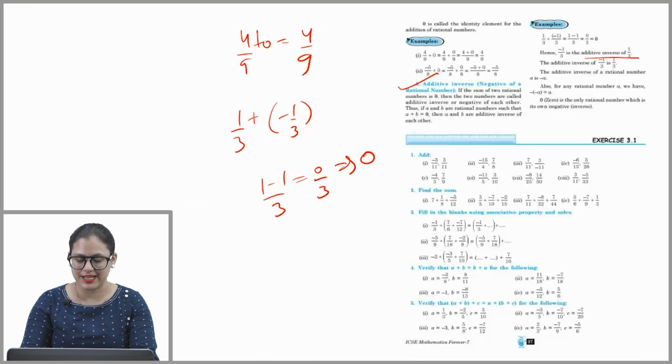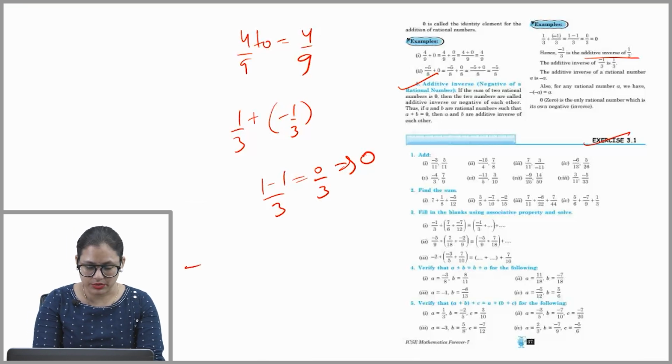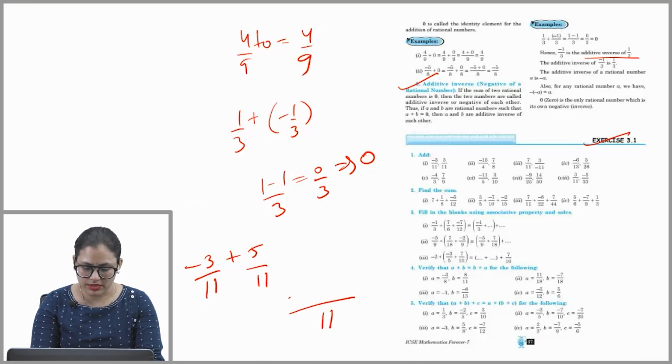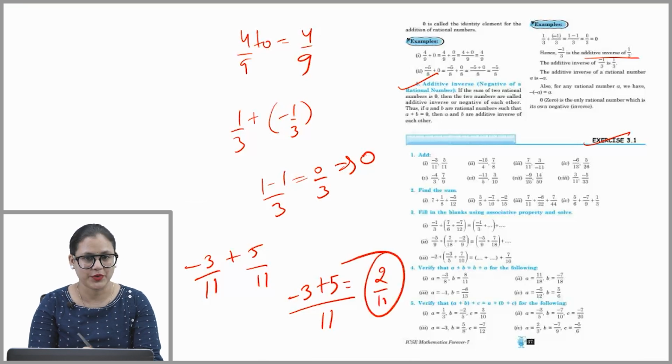Exercise 3.1. We have to add minus 3 by 11 and 5 by 11. Denominators are same. Minus 3 plus 5 is equal to 2 by 11, right?